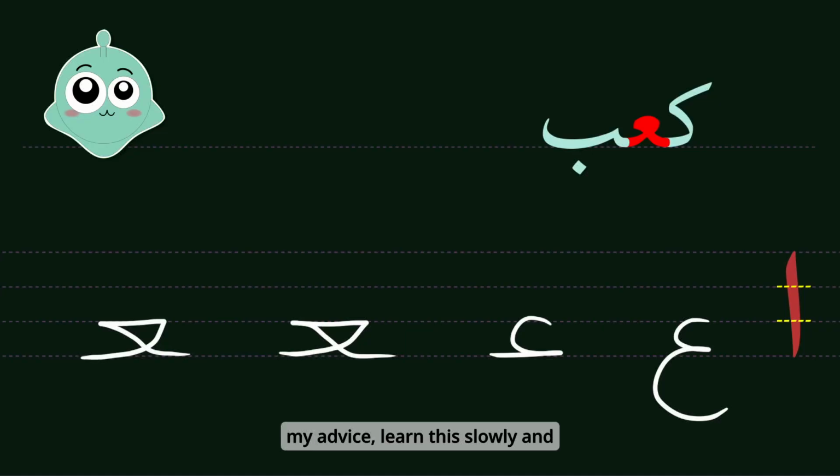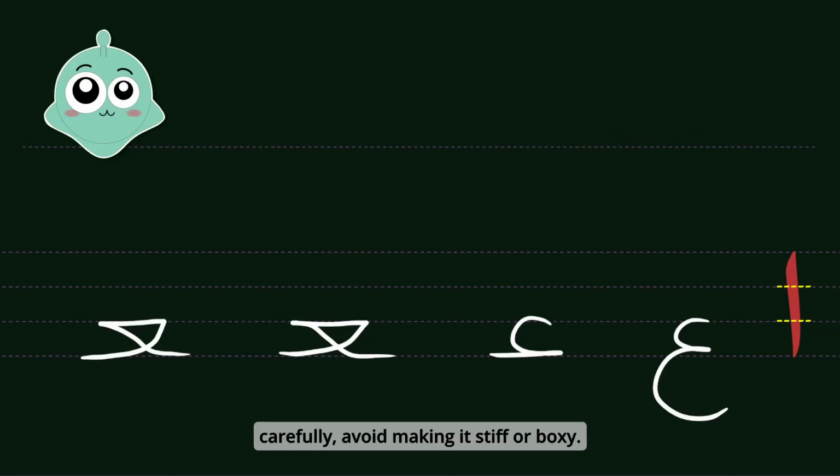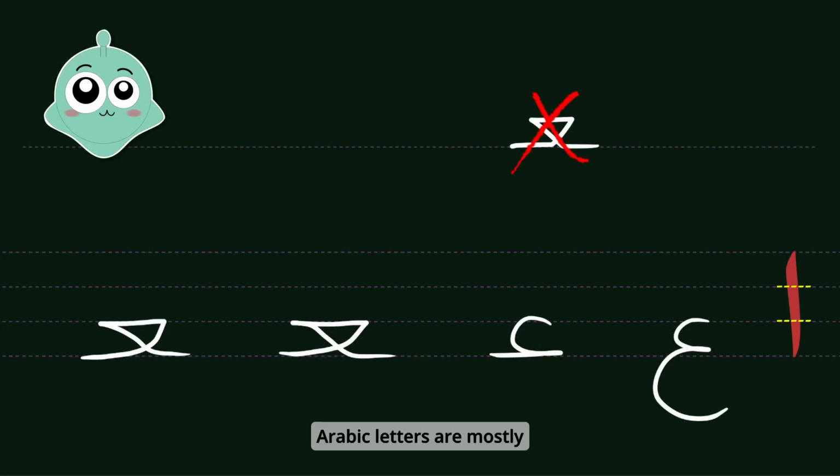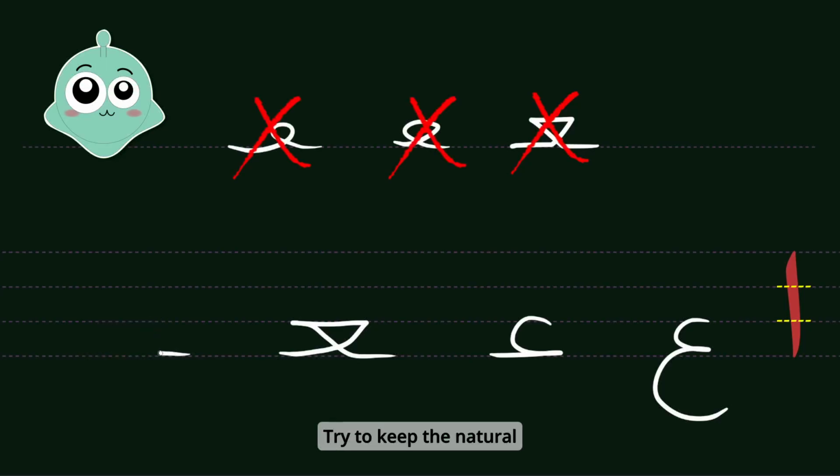My advice, learn this slowly and carefully. Avoid making it stiff or boxy. Arabic letters are mostly built on curves, not angles. In real handwriting, people often simplify this shape when writing fast. I do it too. Try to keep the natural curved flow of the letter.